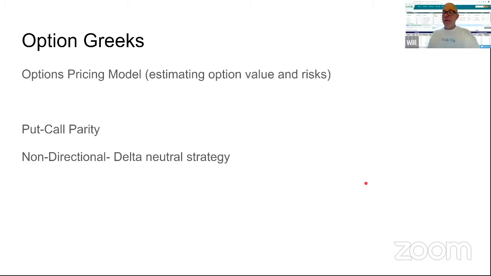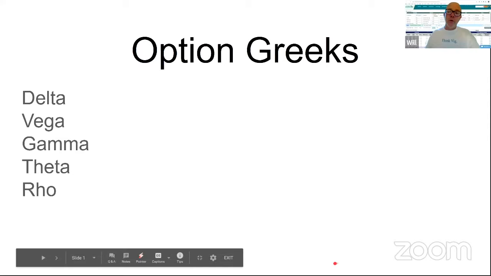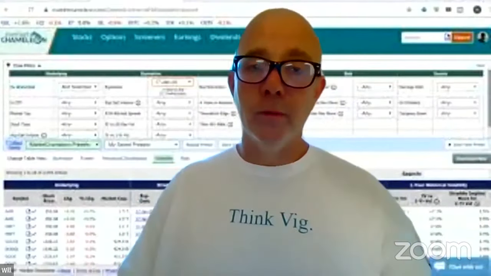John Smith is asking, can you show examples on an options chain for put call parity? Kind of walk someone through on the Chameleon how they look at put call parity in an options chain. Sure. Let me exit from here.